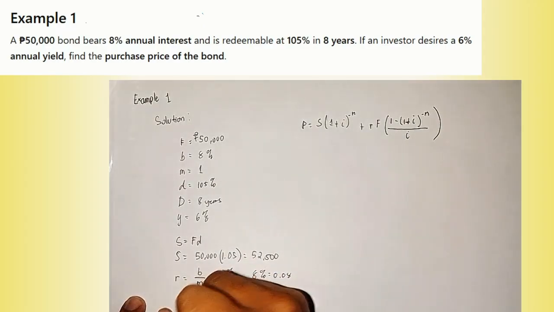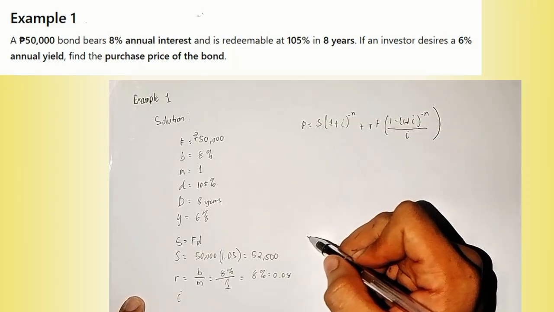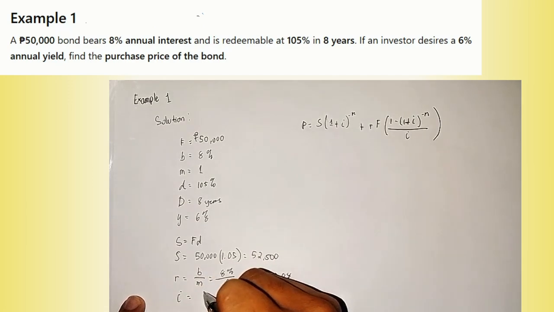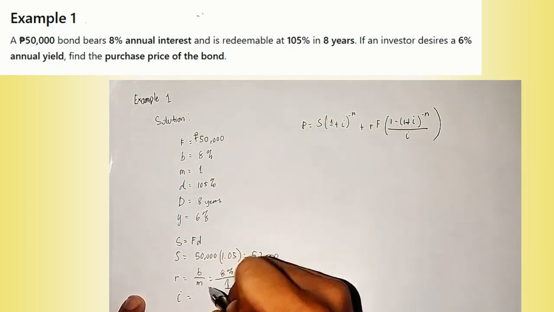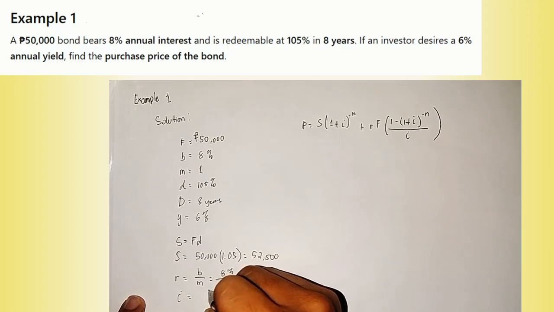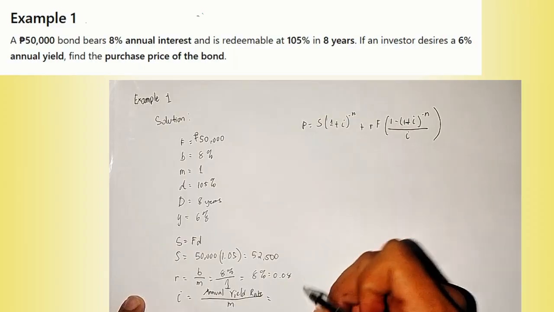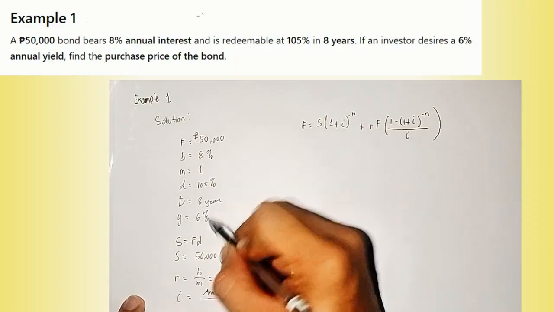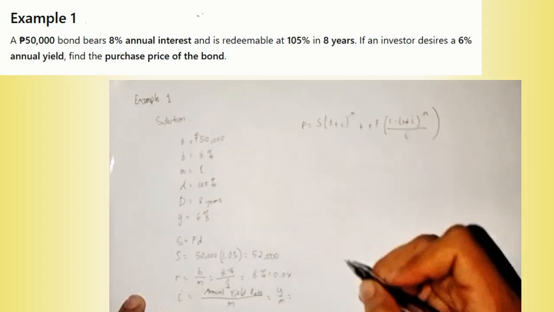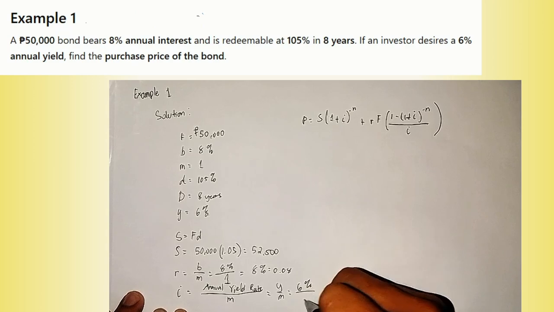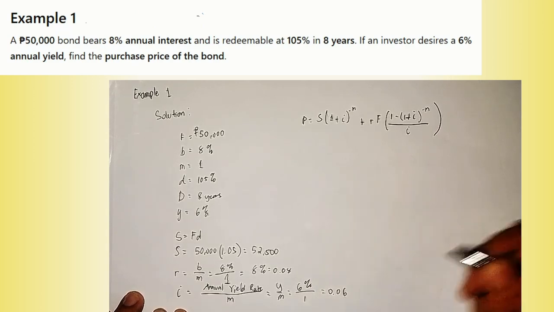And our yield rate per period, I, is equal to the annual yield rate over M. Annual yield rate, we have Y, diba? Y over M. So basically, it is 6% over 1, or 0.06.